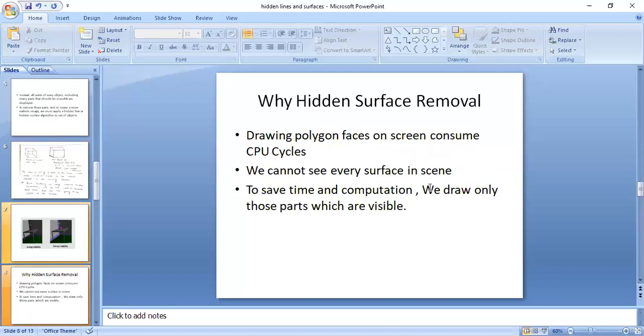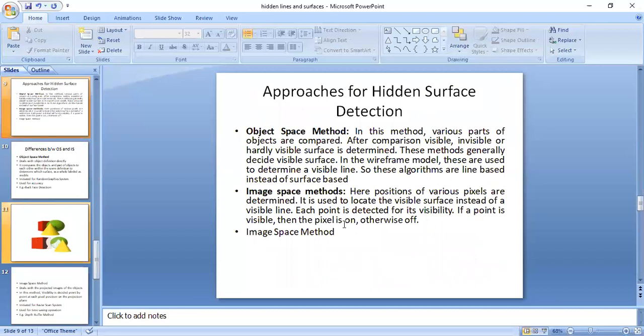That means an object is composed of many surfaces, and a few of them, or half of its surfaces, may be hidden by some other object. So we cannot see every surface in the scene. In order to save time and computation, we draw only those parts which are visible. That is why we need a hidden surface removal algorithm.